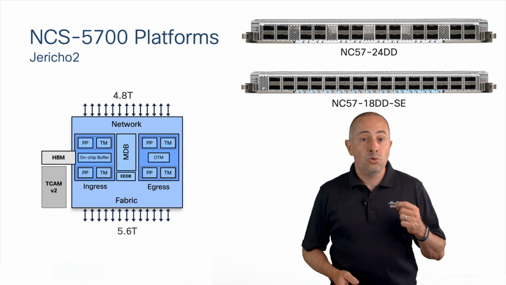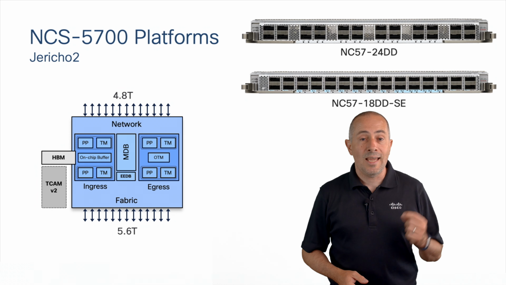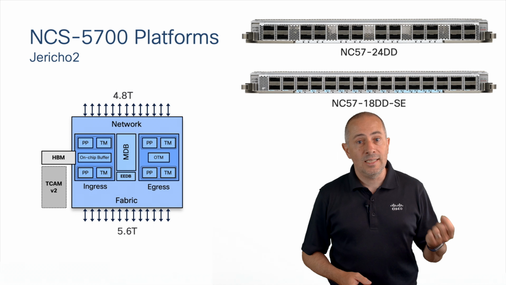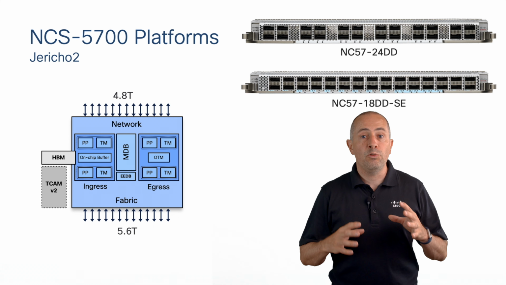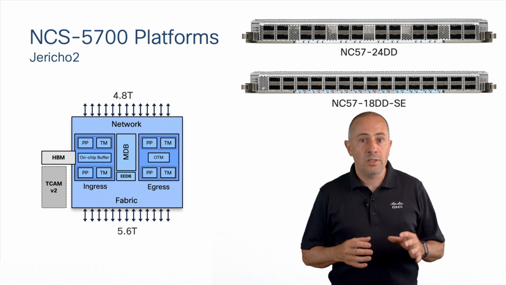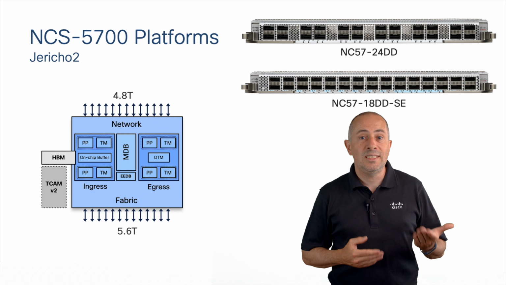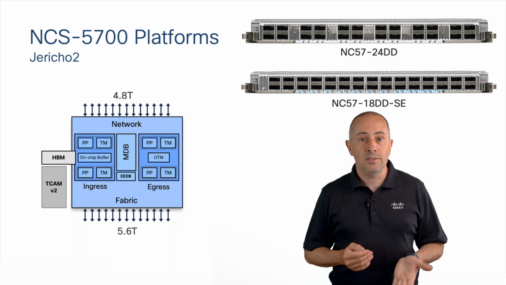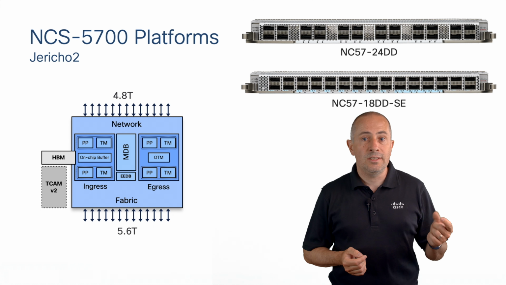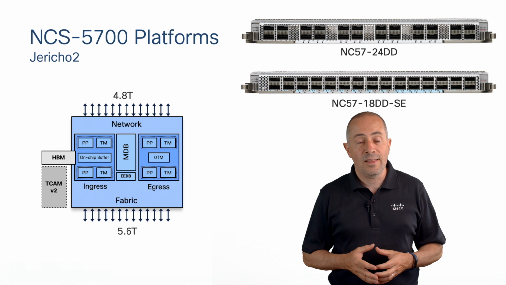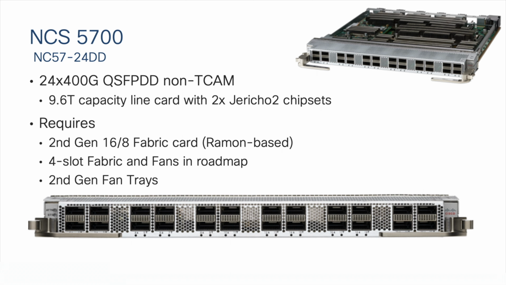Finally, we are shipping these 2 line cards powered by Jericho 2, the NC57 24DD and 18DD SC. Each Jericho 2 can forward 4.8 terabit per second, but on the SC version we will only use it at 3.6 because we are completing it with an OP2 external eTCAM. DD represents the QSFP DD optics that we use for 200 and 400 gig Ethernet. Now let's take a few minutes to describe these 2 new line cards.